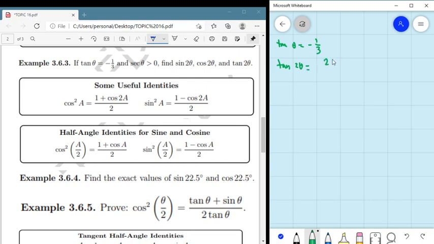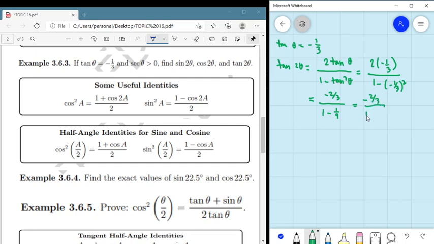Wherein the formula is 2 tangent theta all over 1 minus tangent squared theta. So, i-replace na natin ang value na negative 1/3 sa tangent theta. So, 2 times negative 1/3 all over 1 minus negative 1/3 squared. So, simplifying, we have negative 2/3 over 1 minus 1 over 9, which is negative 2/3 over 1, LCD is 9, so 9 minus 1. So this will be negative 2/3 over 8 over 9.